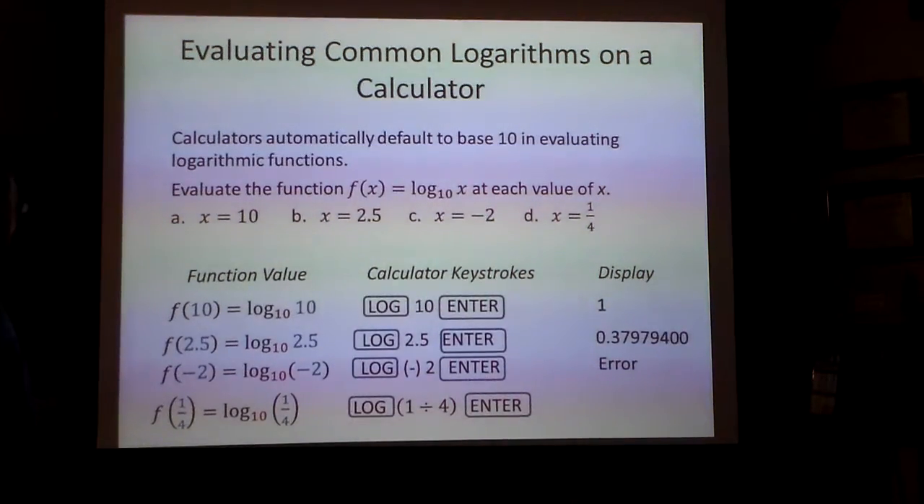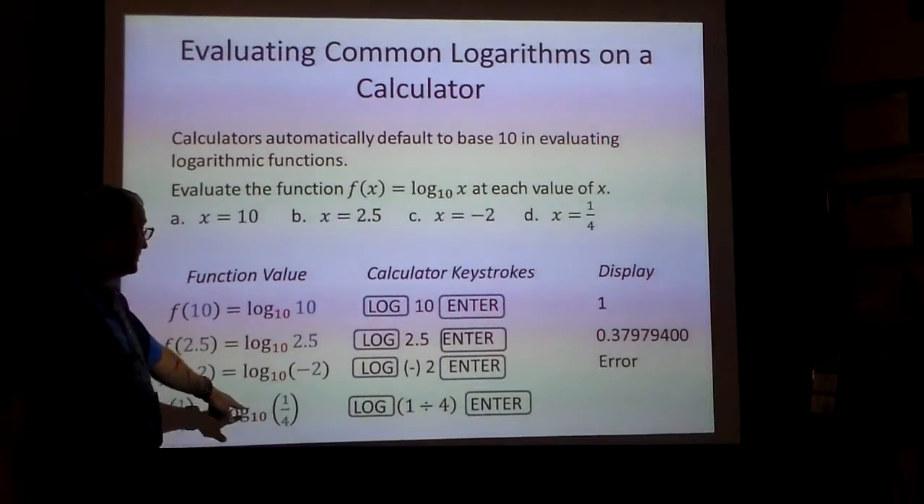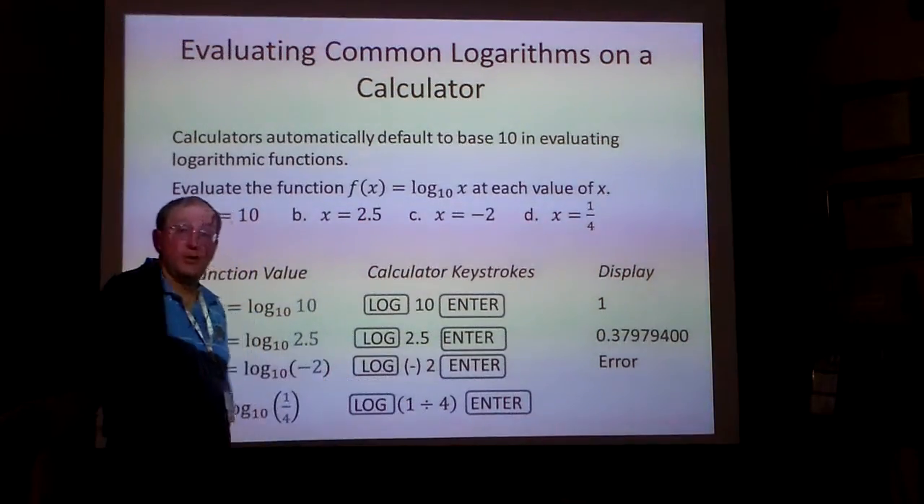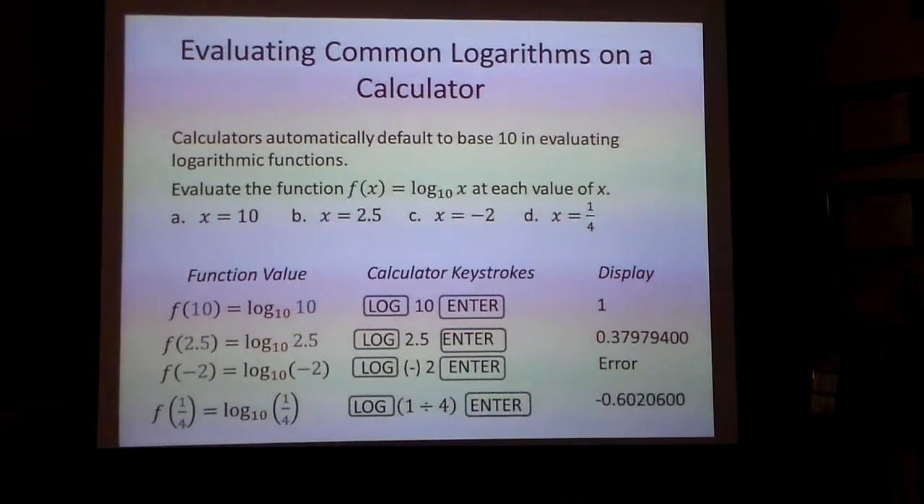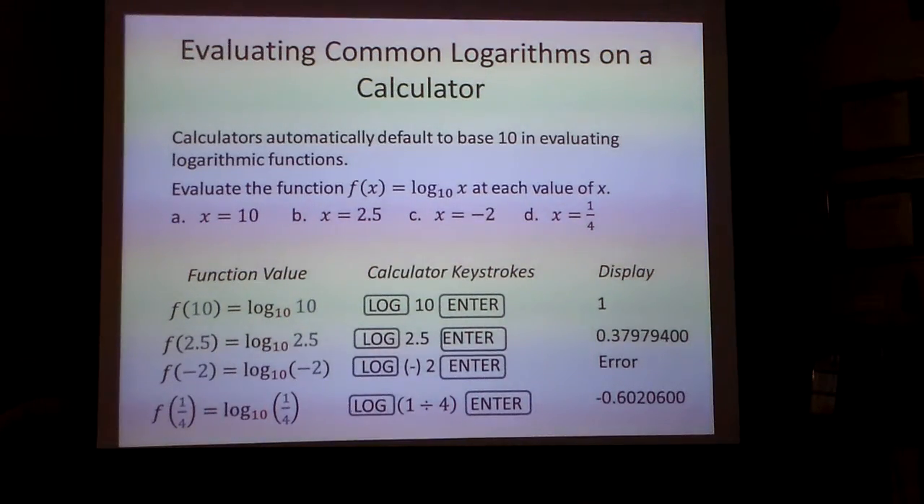How would I do this one? Well, basically, I would enter log 1 divided by 4, or you could do log of 0.25 if you want to make it decimal. Enter, and here you get -0.6.